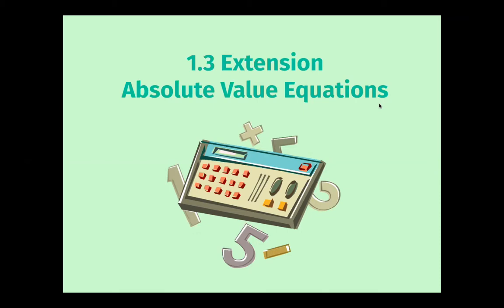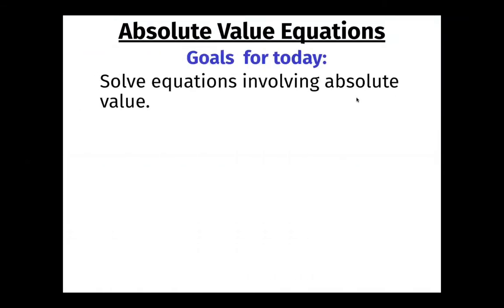Today we'll be covering lesson 1.3 extension in the Big Ideas Algebra 1 textbook, which is absolute value equations. Before we begin, let's look at our objective for today's lesson, which is to solve equations involving absolute value, such as this one right here. We have absolute value x minus 7 equals 9.